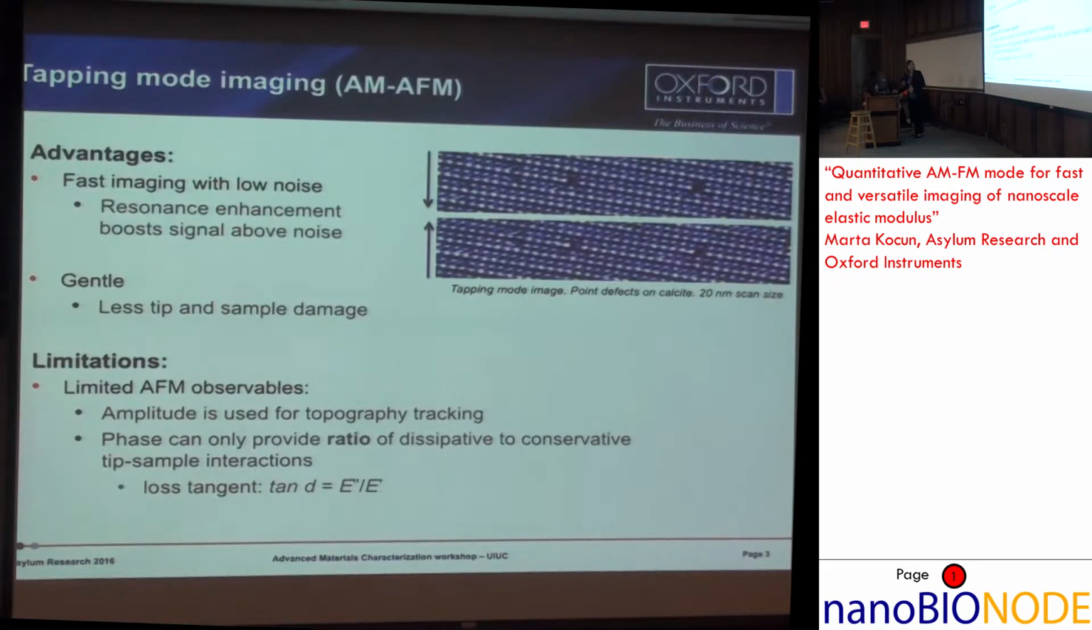Let's see how much you can see. Okay, well, maybe we'll be able to go without seeing the edge of the slide.